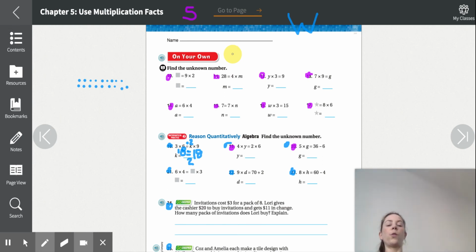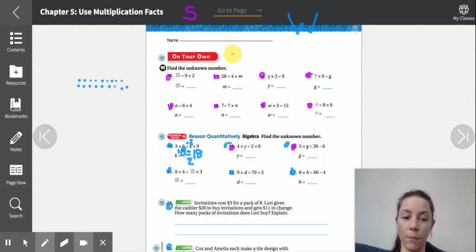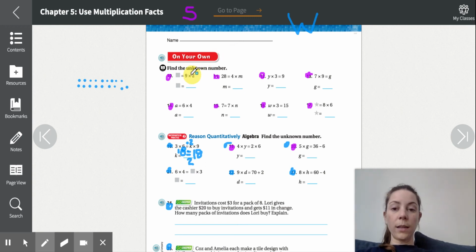Okay, so let's go over our answers for the On Your Own here. Okay, so 9 times 2, and I have to figure out what this box equals. So 9 times 2, I just did it right here. 9 in each, and there's 2 rows, it was 18. So this box would really be the number 18.